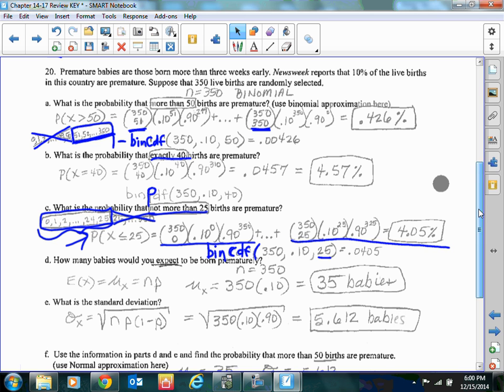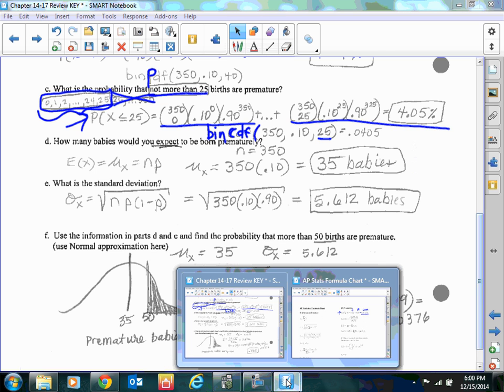How many babies would you expect? This is straight from the formula chart right here.